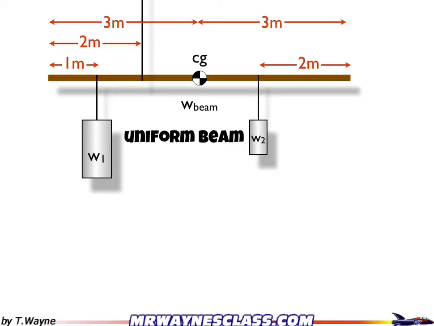Whenever you're doing a word problem and you see the phrase uniform beam, that means the weight of the beam acts right in the middle of it. And you can see I've got W1 and W2, and then I've got the string holding everything up, and I've got these distances located on my free body diagram, or on my image of the problem.